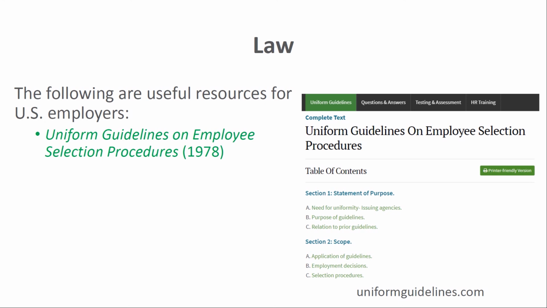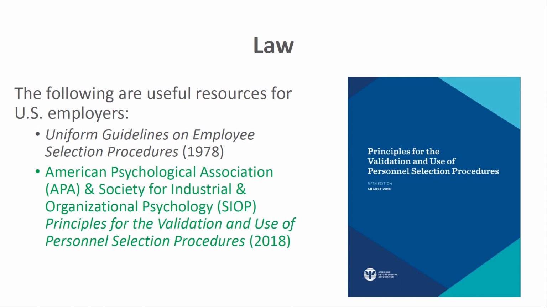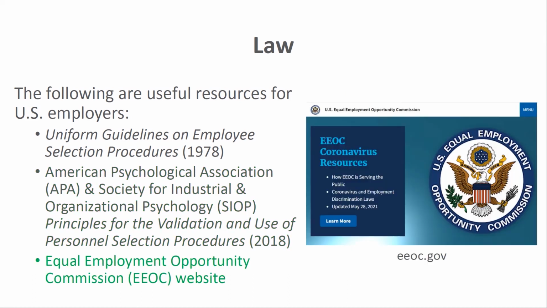The first is the Uniform Guidelines on Employee Selection Procedures, and this was first published decades ago in 1978, but it still is a useful resource. And as you can see, the website is uniformguidelines.com, and if you go there, you can find this as a free resource. The next resource I'll point you towards for the U.S. employer is the American Psychological Association and the Society for Industrial and Organizational Psychology's Principles for the Validation and Use of Personnel Selection Procedures, which was just updated in 2018 as its 5th edition.